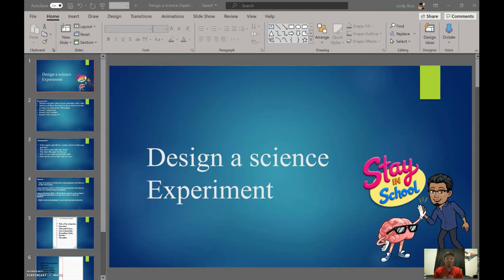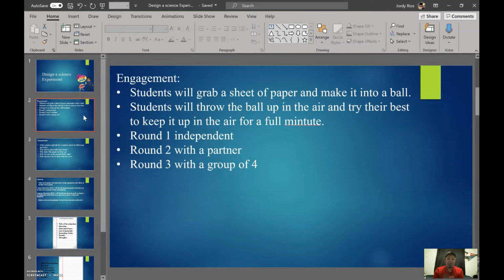Hello class, so today we're going to be learning about how to design a science experiment. So for our engagement today, I want everybody to quietly grab a sheet of paper and ball it up, okay? I want everybody to ball up your piece of paper and I want everybody to stand up, okay?